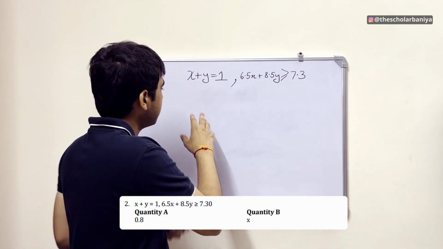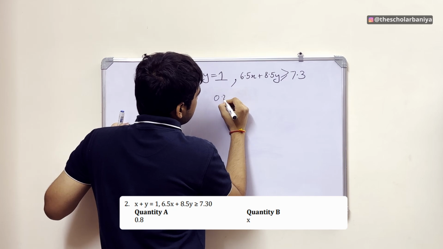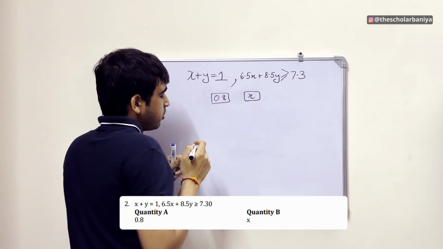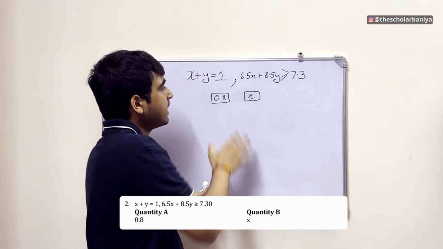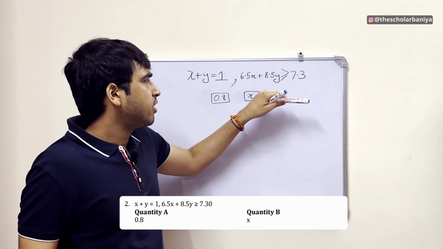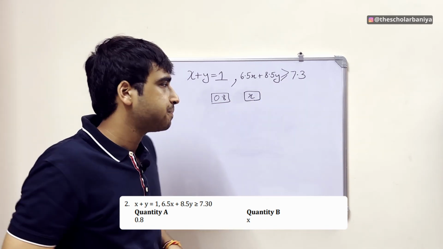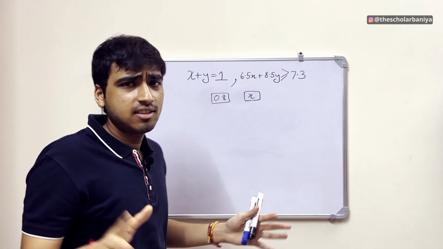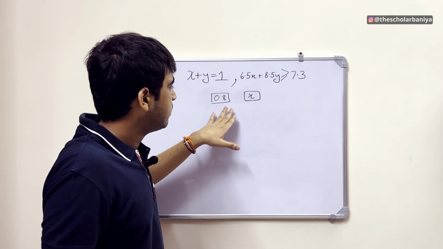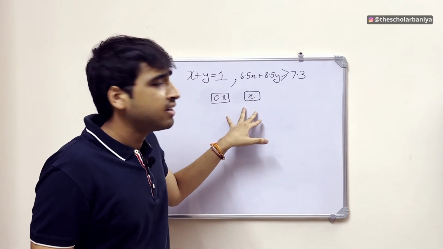In this question, you're required to compare these two. You're given x plus y is equal to 1, 6.5x plus 8.5y is greater than or equal to 7.3, and you have to compare 0.8 and x. So again, this is a rather simple question because you have to compare 0.8 and x, and over here, there is no y.